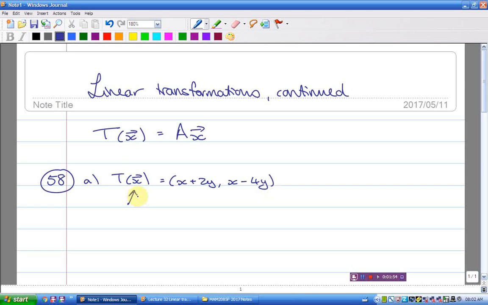Where, and I think this is something that people didn't pick up on yesterday, when I did the definition of linearity, I wrote something like this. It wasn't actually the definition of linearity, it was that one exercise, that first one. It says T of x equals 2x, x plus y. That assumes that that vector x looks like that. That's the assumption.